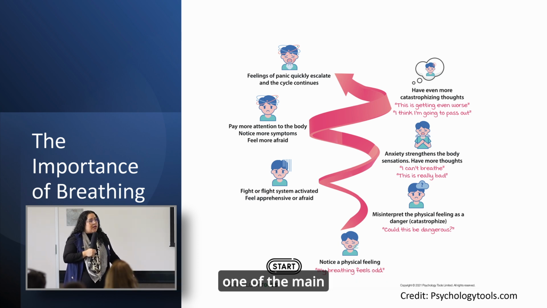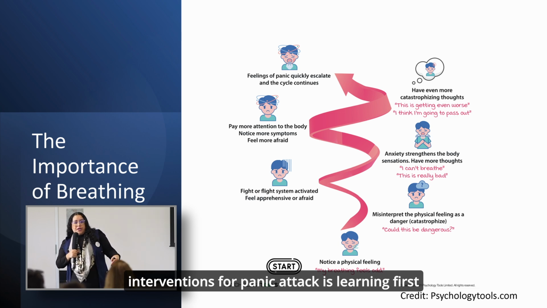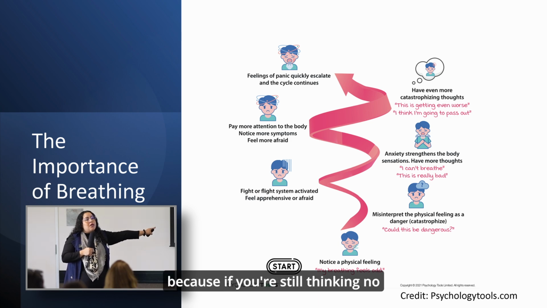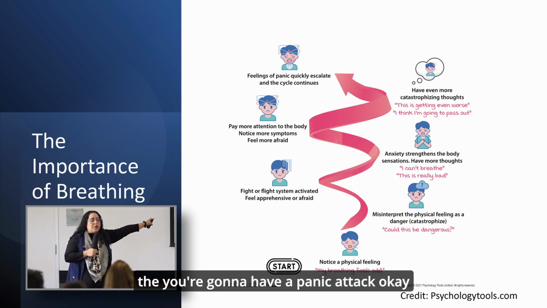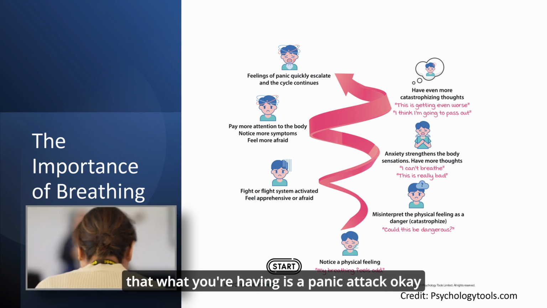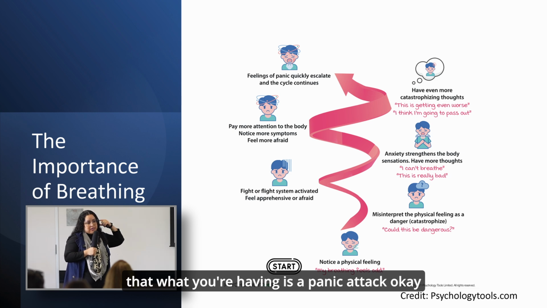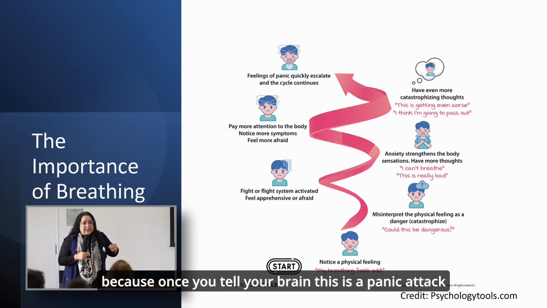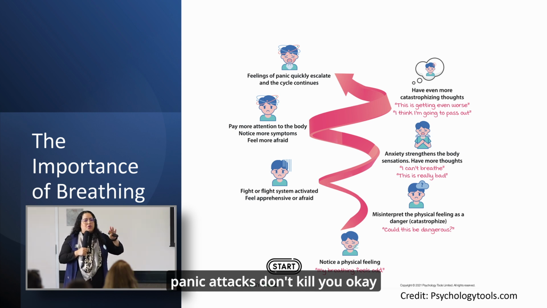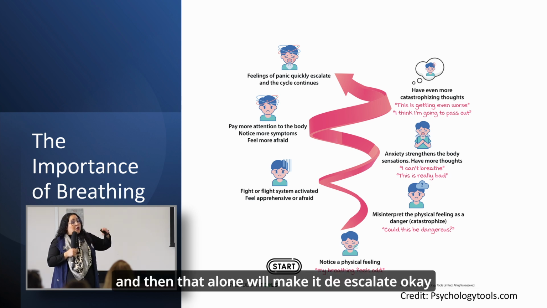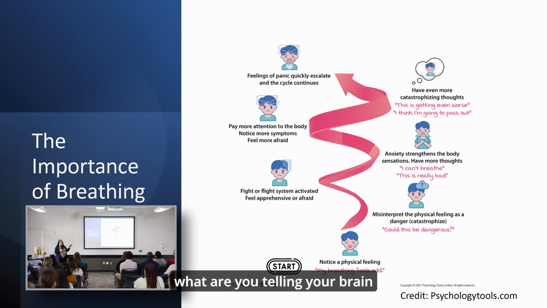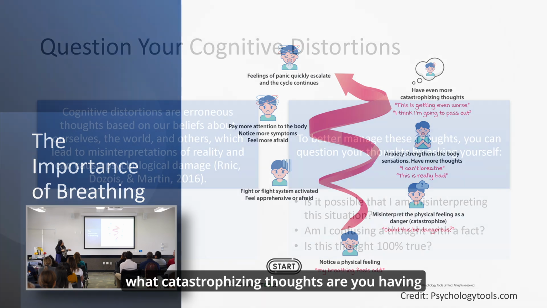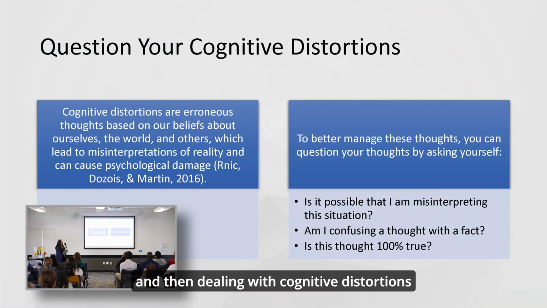One of the main interventions for panic attack is first learning what they are, okay? Because if you're still thinking, no, I'm sure it's a heart attack, you're going to have a panic attack. You have to be convinced that what you're having is a panic attack. Because once you tell your brain this is a panic attack, your brain says, oh, okay, panic attacks don't kill you. So it's okay, and that alone will make it de-escalate. And then breathing is very important, and then the thoughts you're having. What are you telling your brain? What catastrophizing thoughts are you having? And then dealing with cognitive distortions.